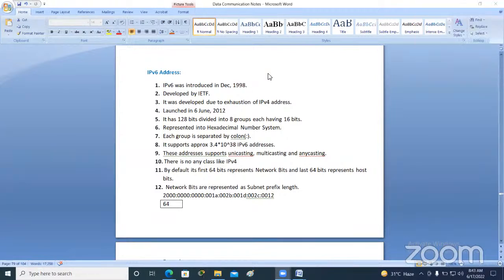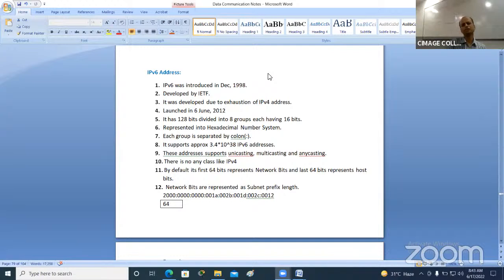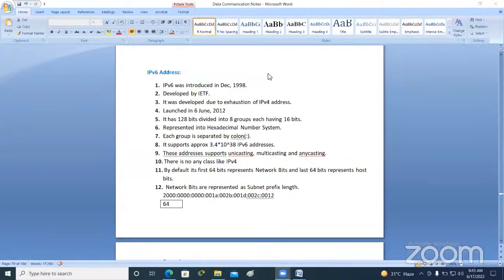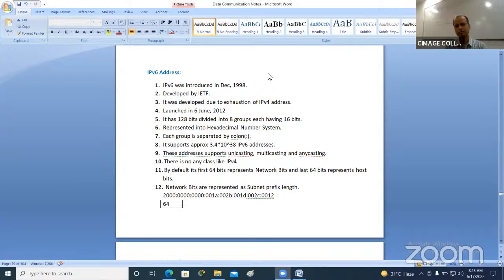In case of IPv6, first thing, just about history: introduced in 1998, developed by IETF. IETF is Internet Engineering Task Force, and finally launched on 6 June 2012. Why was IPv6 introduced or launched? Just because IPv4 was exhausted. We have techniques to use these two IP addresses at the same time by using the dual stack concept. We will discuss this concept later.